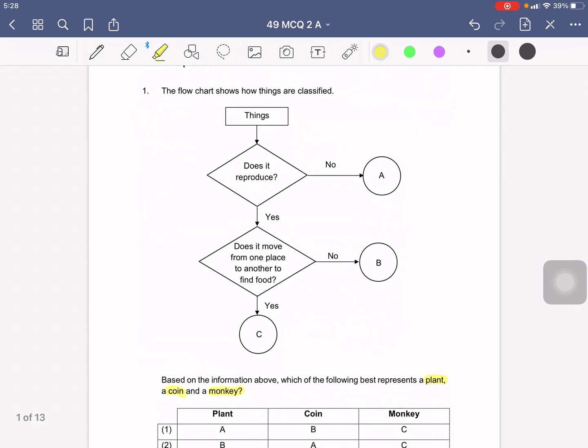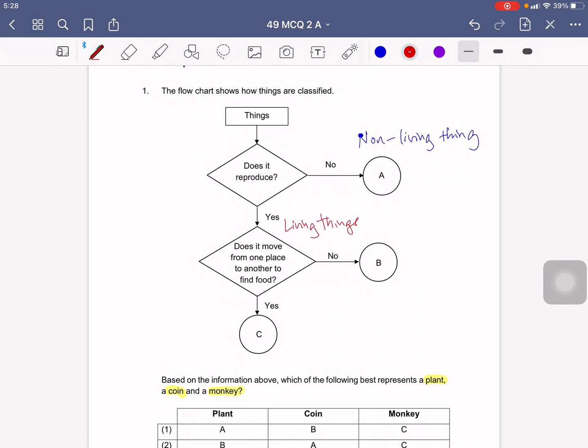Now, the flowchart shows how things are classified. So you have the questions here. Does it reproduce? No. If it doesn't reproduce, I will write this down as a non-living thing. And if it reproduces, here it says yes, so we can safely say that those at the bottom are living things.